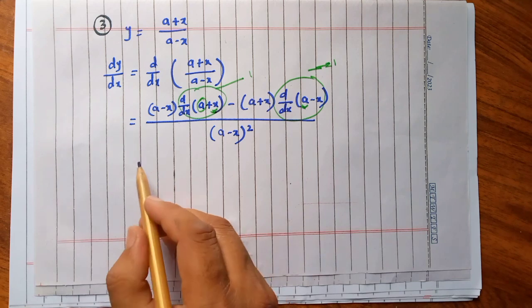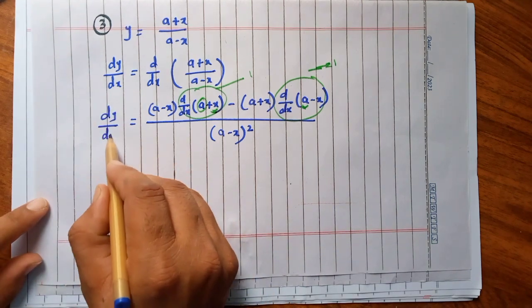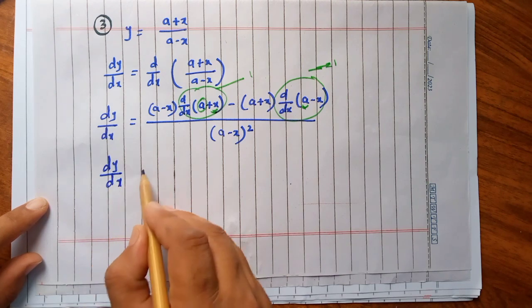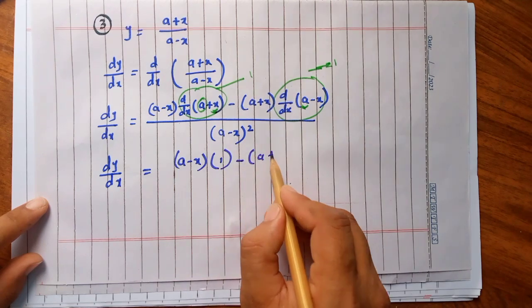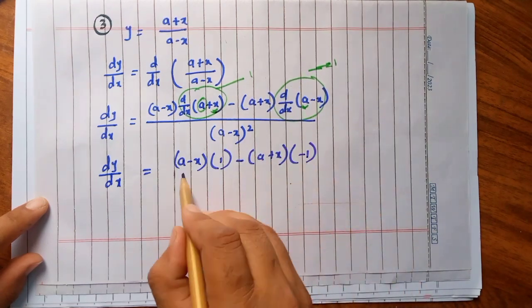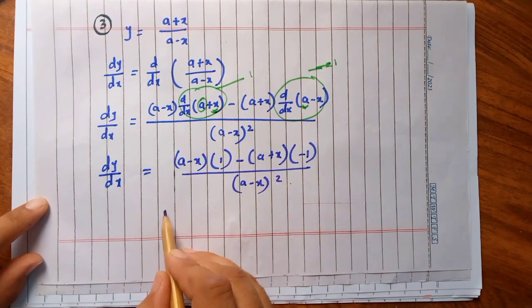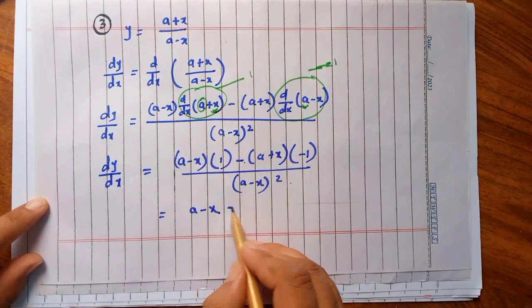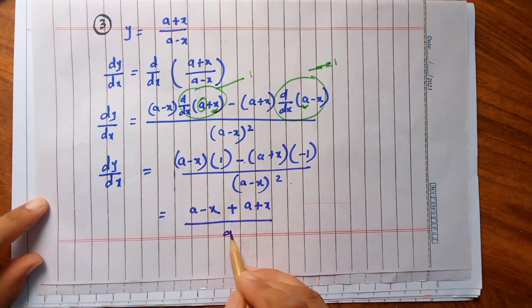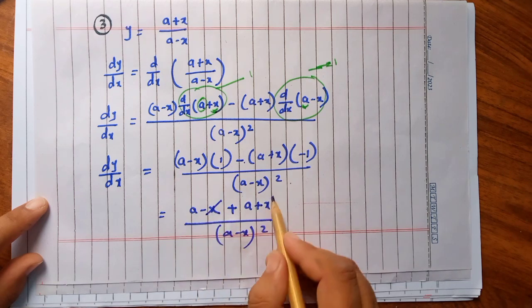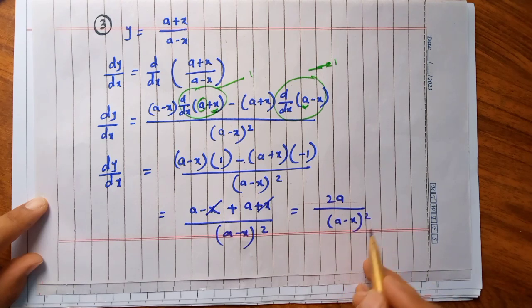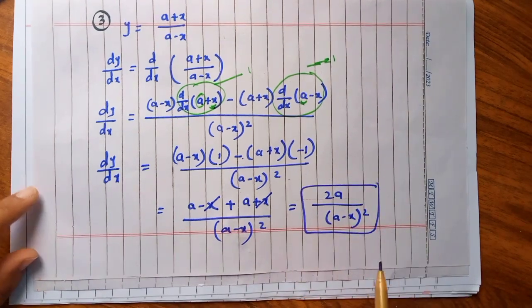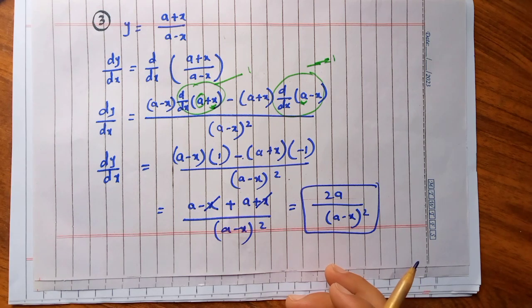So here we will put the values, so dy over dx will be equal to a minus x times 1 minus a plus x times minus 1, divided by a minus x whole square. So this will be a minus x, and minus minus will be plus, a plus x divided by a minus x whole square. So minus x plus x will be cancelled out, a plus a will be equal to 2a divided by a minus x whole square. So this is the final answer of question number 3. After question number 3 we will discuss question number 4.